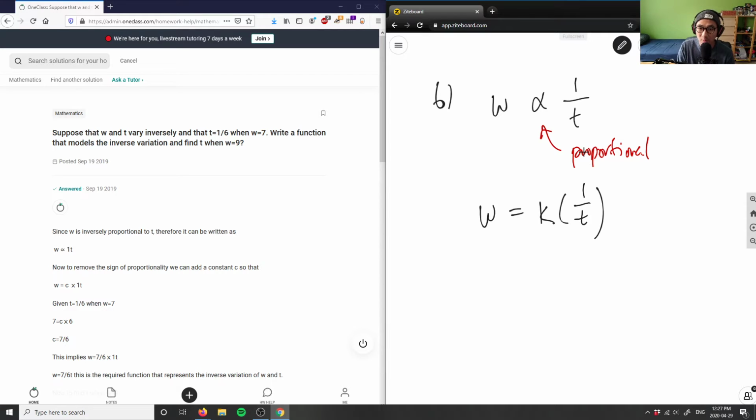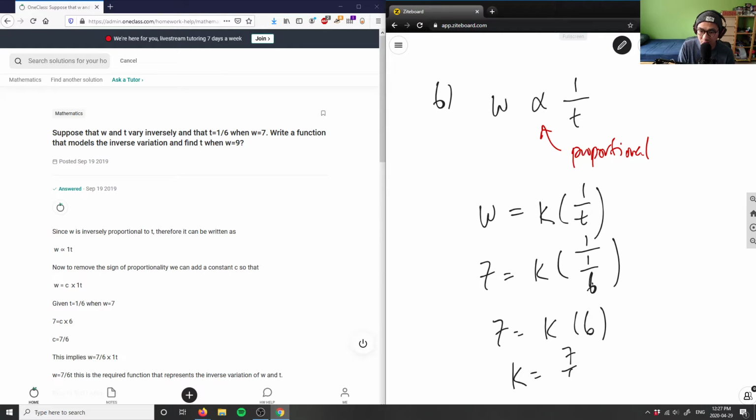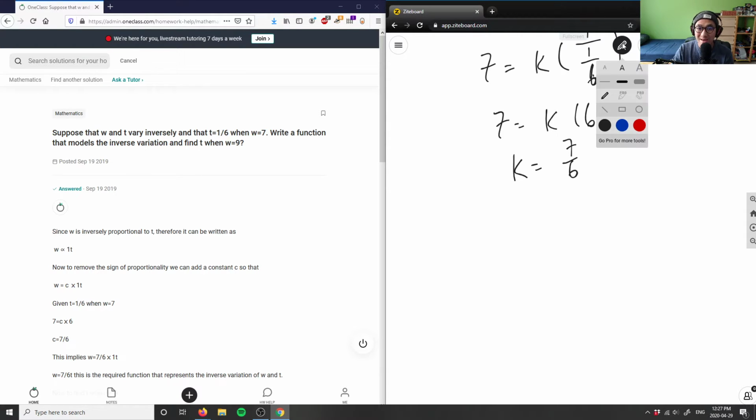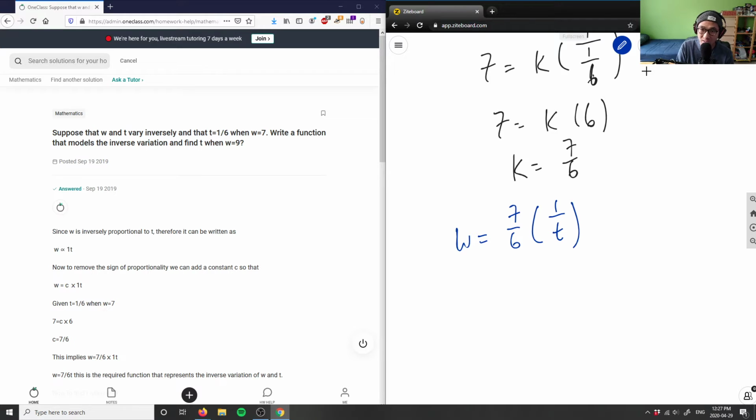So basically, I'm solving for the constant first. So I'm going to say W here would equal 7 equals K times 1 over T. Here's 1 over 6, right? 7 would equal K over 1 over 6, which is simply just 6 here, and then K would equal 7 over 6 here. So that's my proportionality constant for this kind of equation here, and it's saying write a function that models the inverse variation and find T when W here equals 9. So I have my function here. It's going to say W here equals 7/6 times 1 over T, and this is going to be my function for the inverse proportion and variation between W and T here.